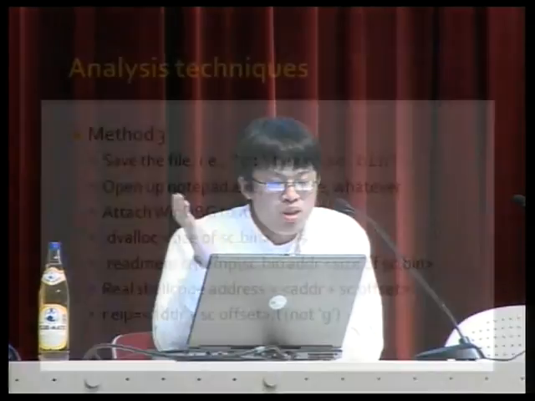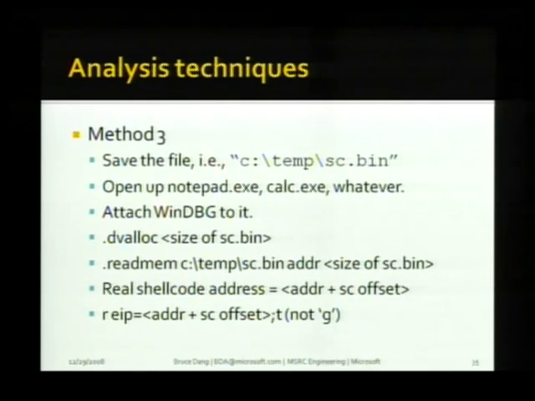So what you do is you save the file as wherever.bin. You open up Notepad, calc.exe or whatever, any process you want. You attach WinDBG to it, and then you call .dvalloc. Dvalloc all it does is allocate a block of memory with read, write, and execute permission. And then you call .readmem, which all it does is read the contents of a file into memory.